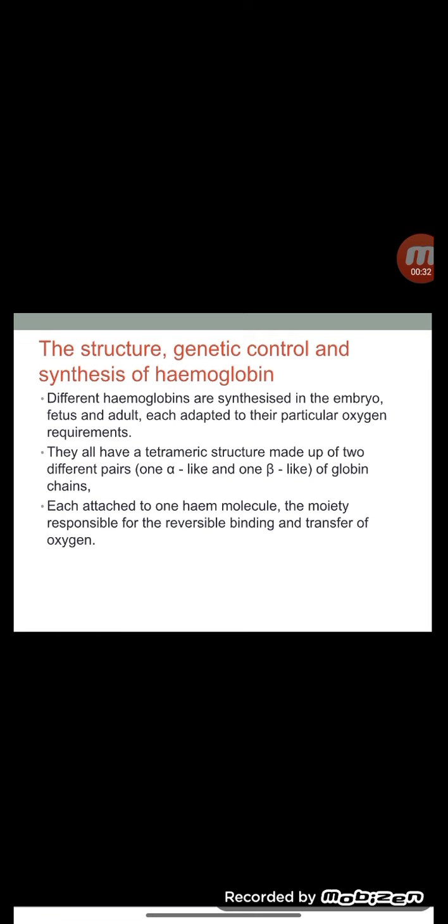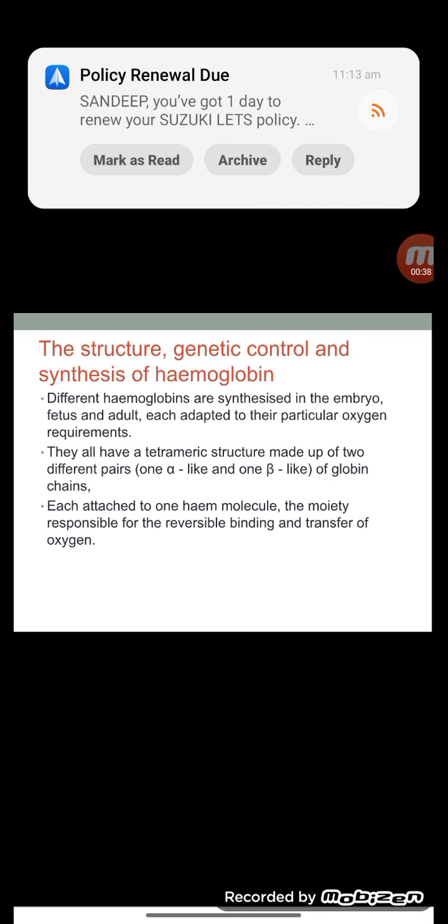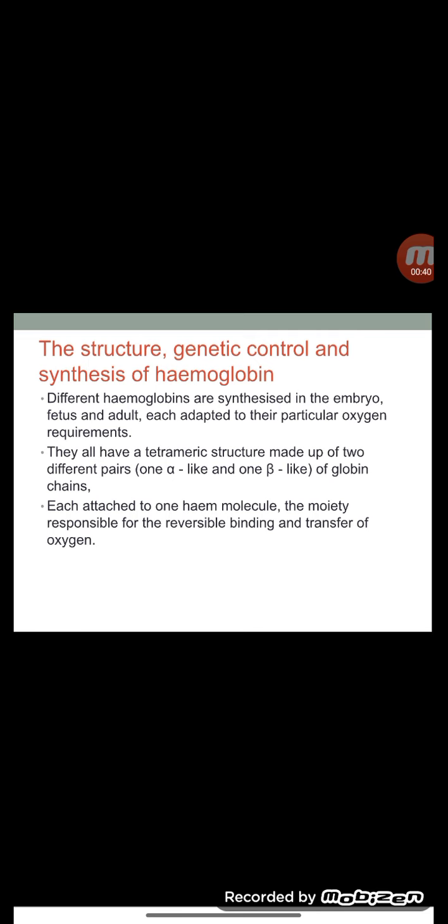Different hemoglobins are synthesized in the embryo, fetus, and adults, each adapted to their particular oxygen requirement. They all have a tetrameric structure made up of two different pairs, one alpha-like and one beta-like, of globin chains, each attached to one heme molecule, the moiety responsible for reversible binding and transfer of oxygen.